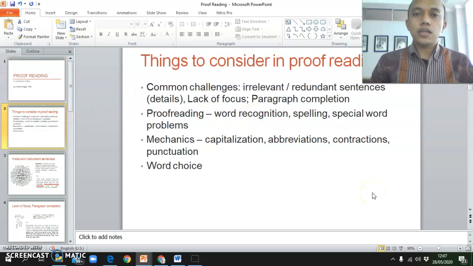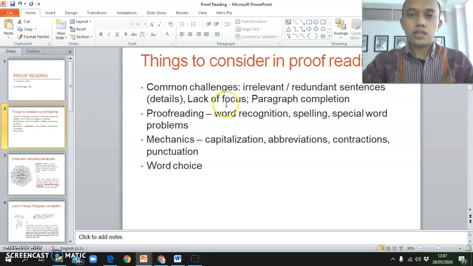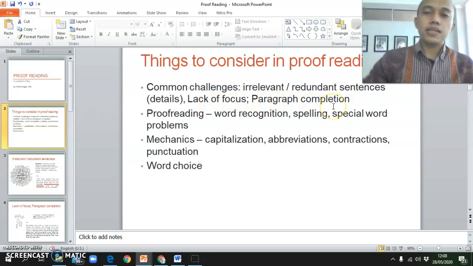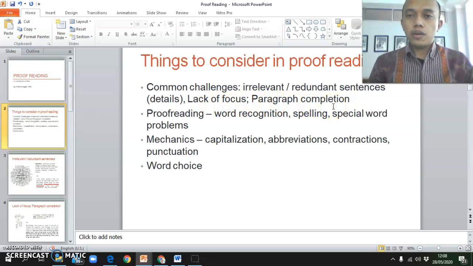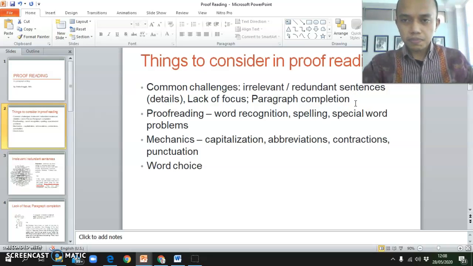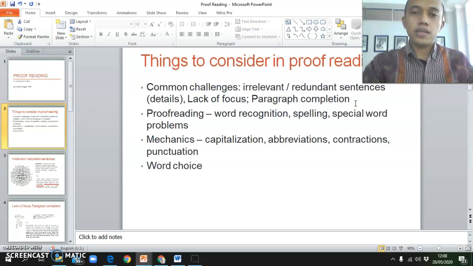Well, in doing proofreading, we have to consider irrelevant and redundant sentences and lack of focus in the paragraphs. It means that whenever we proofread a paragraph, sometimes we find redundant sentences which hinder us from the real meaning or the real communication of the paragraph. Some sentences overlap other sentences, therefore we need to omit these sentences.